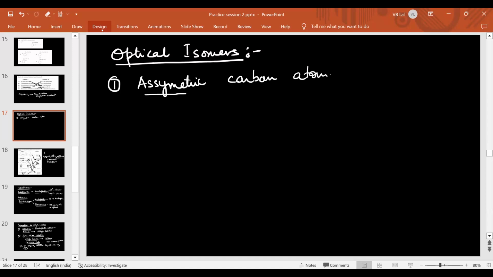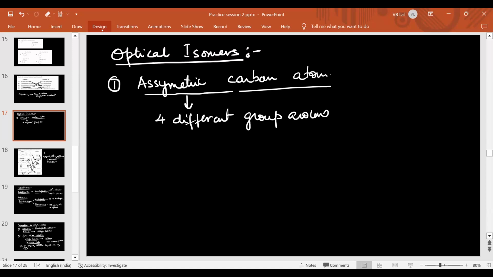When is a carbon atom asymmetric? It is asymmetric when it has 4 different groups around it. If a carbon atom has 4 different groups around it, then it is asymmetric. Say, for example, if I have H here, OH here, CH3 here, and COOH here. This carbon atom on which I am drawing a star is an asymmetric carbon atom.